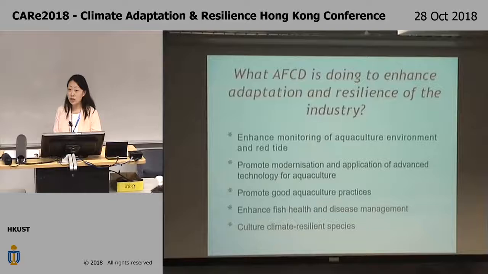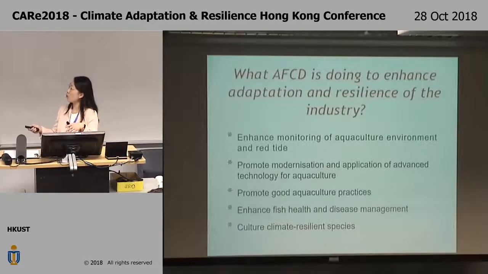So is the fishery industry prepared for climate change? And what has AFCD been doing, or is doing, or will be doing to enhance the adaptation and resilience of the industry? Well, I will list some examples here, but this is not an exhaustive list. We have been monitoring the aquaculture environment and red tide. These basically provide us with information on what is happening out there and what we can plan for next.